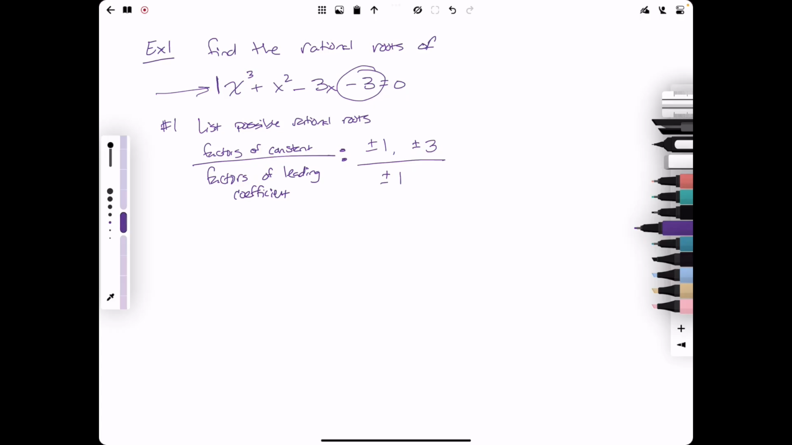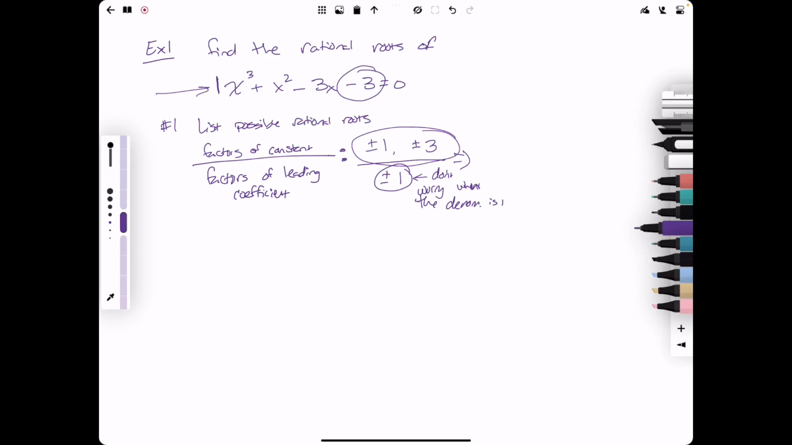So we can combine these to give the possible roots. Anything divided by 1 is itself. So I kind of don't need to worry about this one, right? When the denominator is 1. So really we're focused on the positive and -1 and the positive and -3.